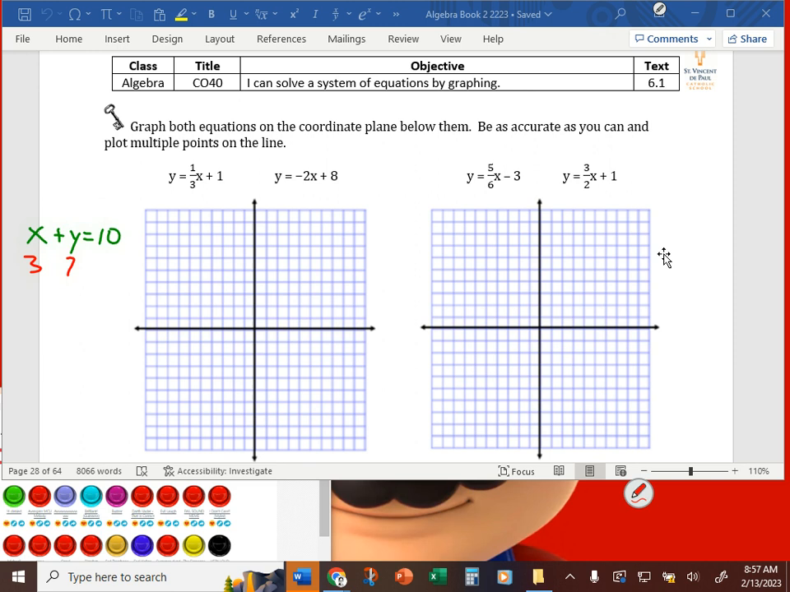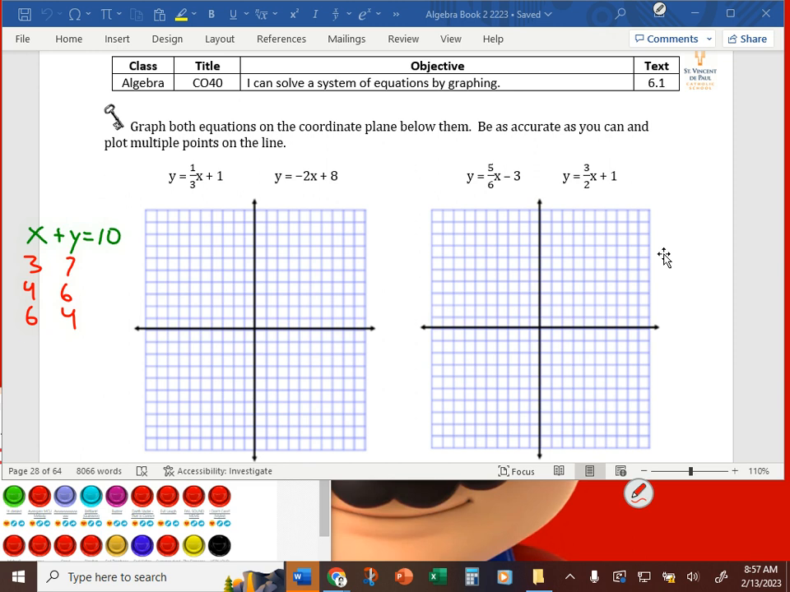What else could x and y be? 4 and 6. Could be 4 and 6 because 4 plus 6 is 10. What else could x and y be? Katie? 6 and 4. Same numbers, but a different solution because in this case, x is 4, y is 6, versus x being 6, y being 4. What else could x and y be?